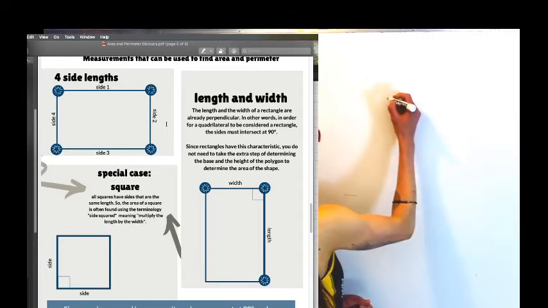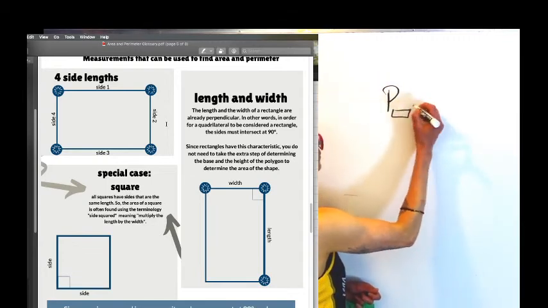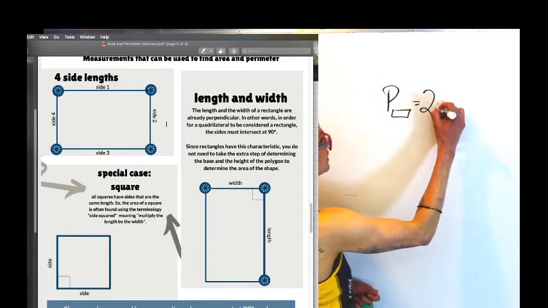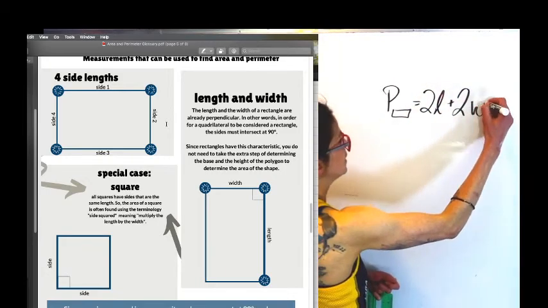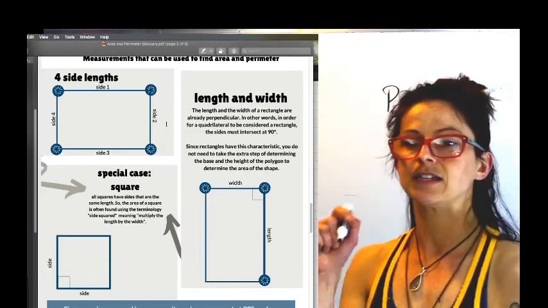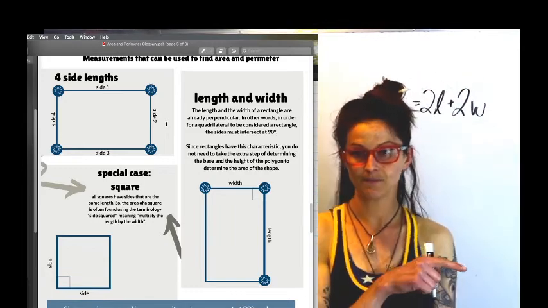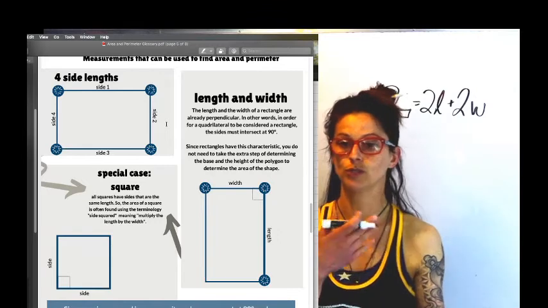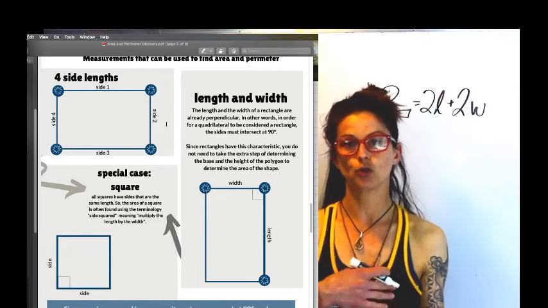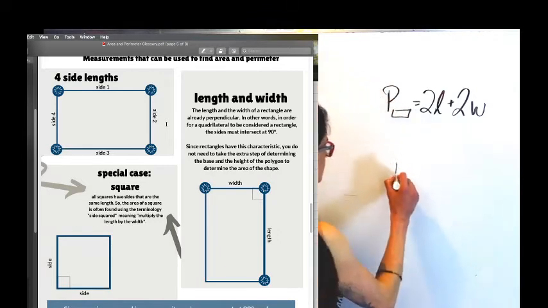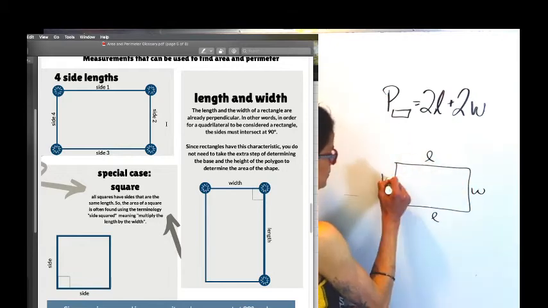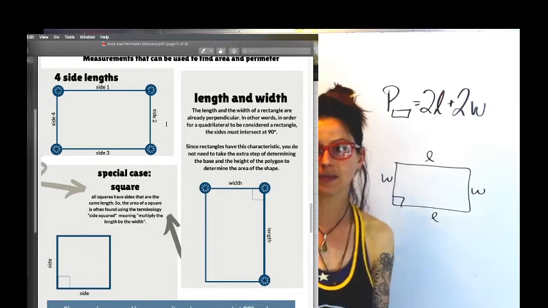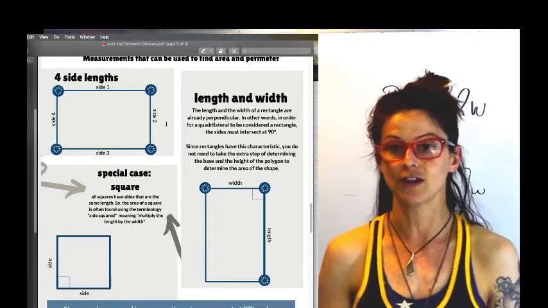So the perimeter of a rectangle is twice the length, the cursive L, plus twice the width. We can write this simplified expression because the base and the height, whichever one's longer, we call the length, and whichever one's shorter, we call the width. Doesn't matter. So we'll call this the length because it's longer, and not the width. They're already meeting at a right angle because they're rectangles. That is the nature of a rectangle.